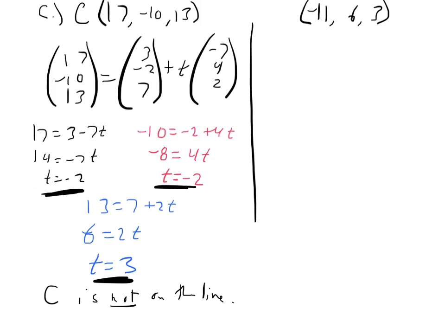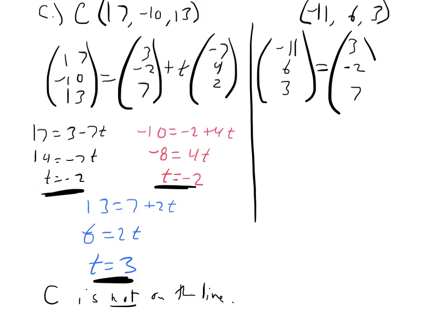Now we'll try the other one. You'd argue that by process of elimination, this one probably is on the line. Okay, you're probably right, but let's actually do the math to find out.